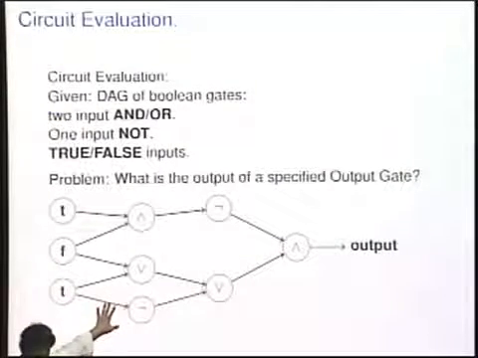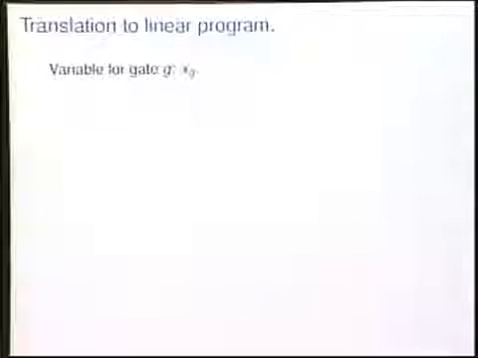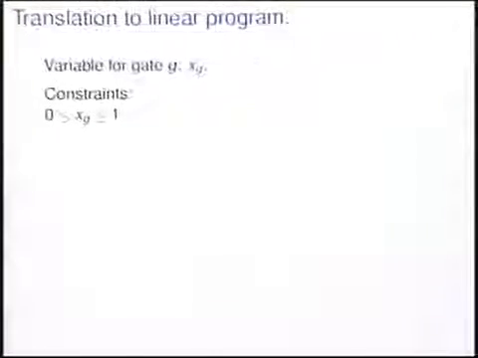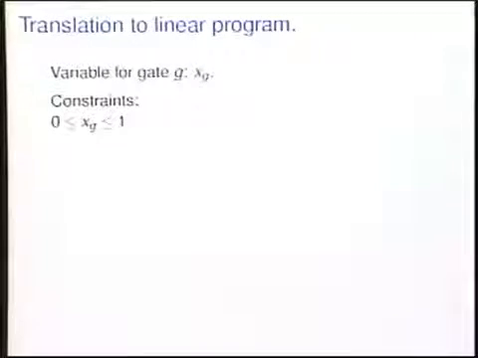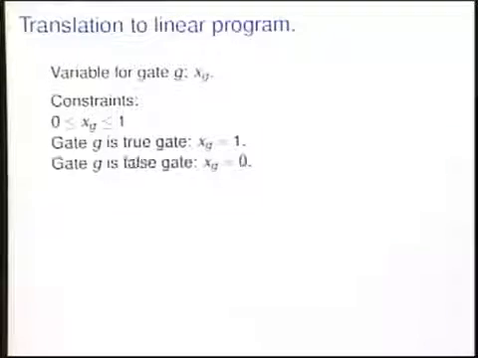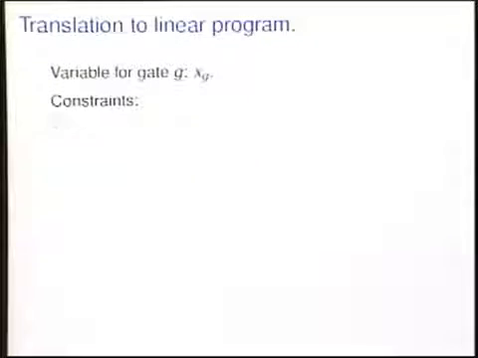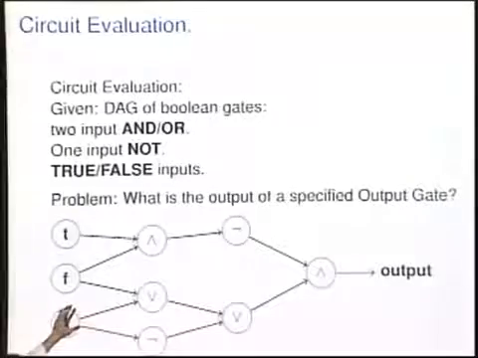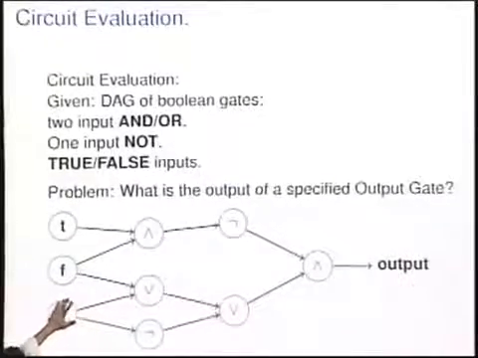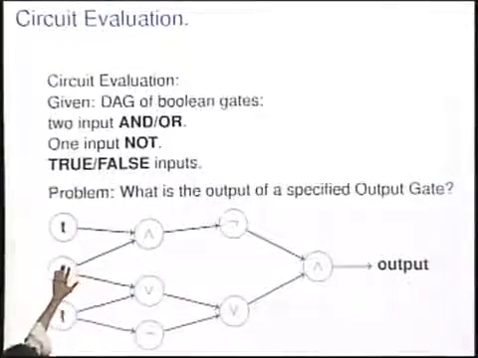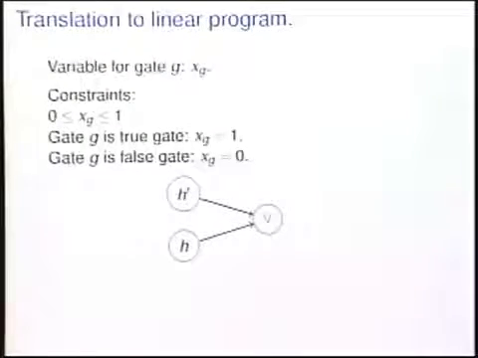Okay, so now I'm going to say any circuit evaluation problem I could write down as a linear program. So what I'm going to do is assign a variable for the value of each gate, x sub g. We're going to model them as the output of a gate, so they're going to be 0 and 1, right? 0 for false and 1 for true. And for these input gates, you just set x_g to be 1 here, x_g to be 0 here. And now we're going to write constraints for AND gates, OR gates.